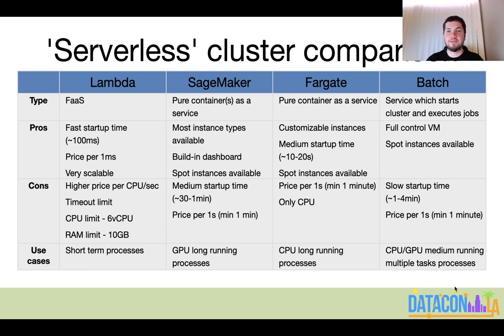On the other hand, we have AWS Batch, which is basically a cluster which scales based on the number of jobs. It has slow startup time compared to other services, and it has pricing per 1 second with a minimum of 1 minute. And it's best to use for combining CPU, GPU, medium running task processes. And in the center we have SageMaker and Fargate, which are basically pure container as a service, where Fargate is best suited for CPU long running processes and SageMaker is best suited for GPU long running processes.